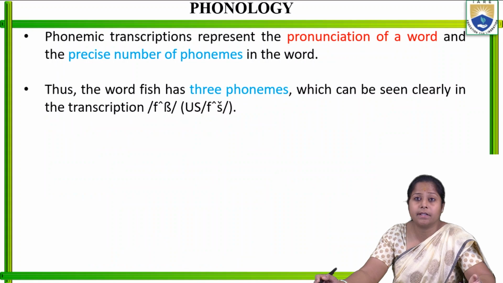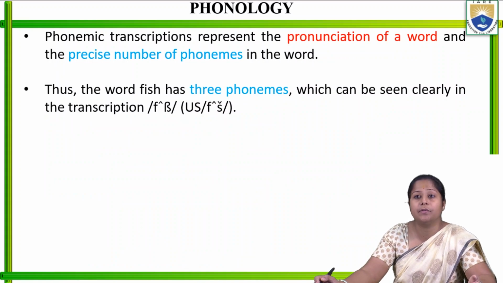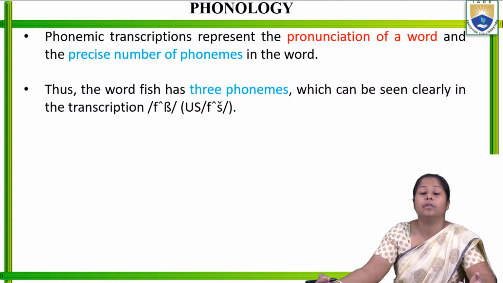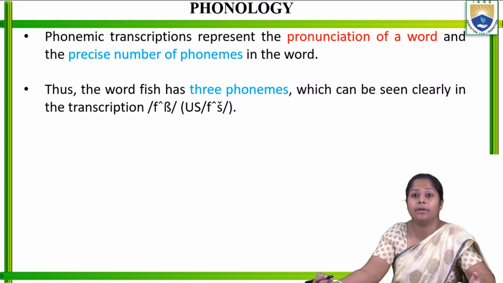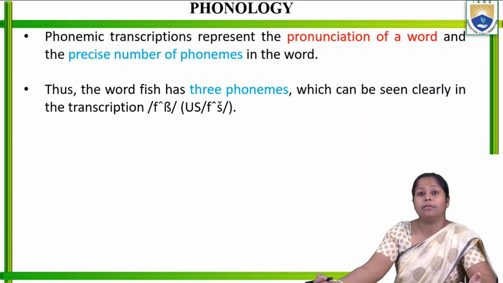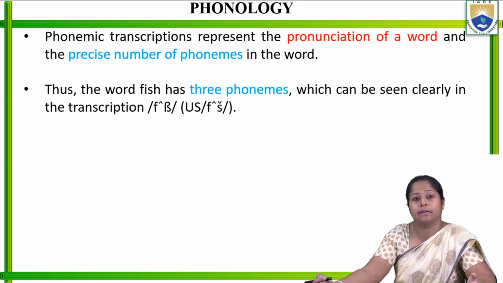Now, phonemic transcription represents the pronunciation of the word. Whoever reads that transcript is going to make the sound that has been written in the form of that phonemic transcript. That is the right way to make a sound for a particular word or sentence, whenever the phonemes are right. So the precise number of phonemes is kept in that particular word or sentence.